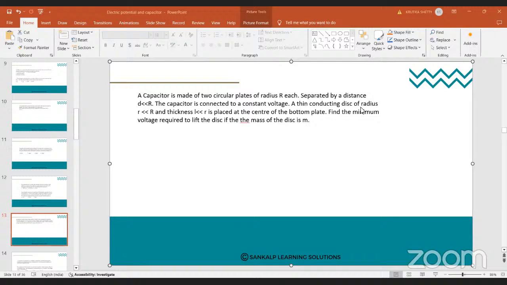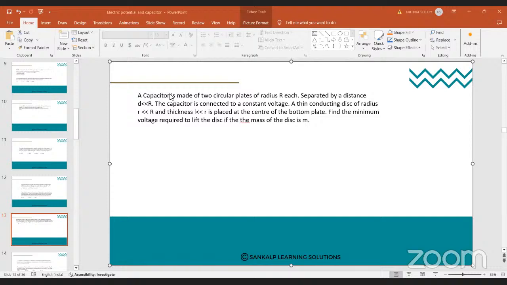A thin conducting disc of radius r, which is much less than capital R, and thickness t is much less than R, is placed at the center of the bottom plate. Find the minimum voltage required to lift the disc if the mass of the disc is m. So see, I'll repeat the question.